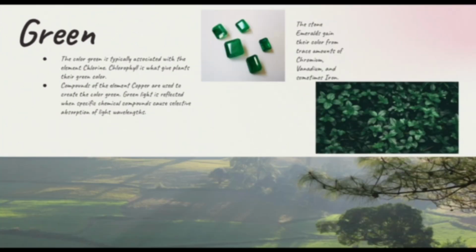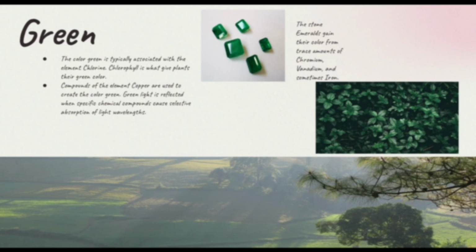Green. The color green is typically associated with the element chlorine. Chlorophyll is what gives plants their green color. Compounds of the element copper are used to create the color green. Green light is reflected because specific chemical compounds cause selective absorption of wavelengths.